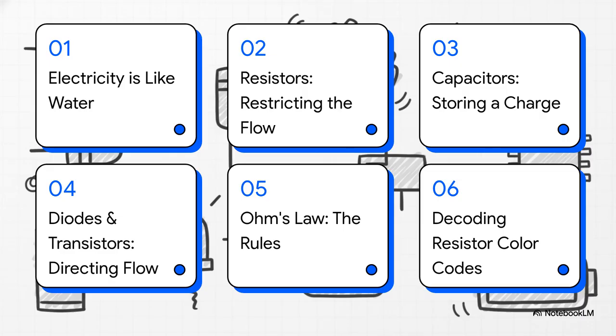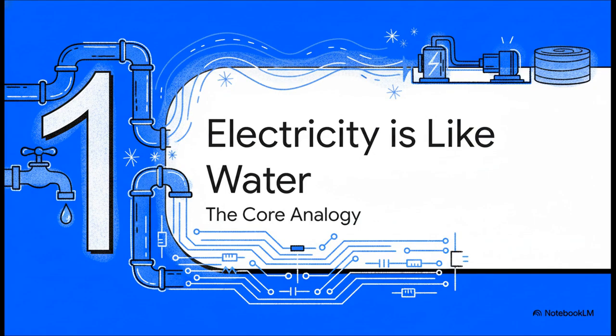So here's our game plan. We're going to start with a really simple analogy that honestly makes everything just click. From there, we'll meet the main players, the resistors, capacitors, and all their friends. Then we'll cover the rules of the road they all follow, and we'll even learn how to decode their secret language.